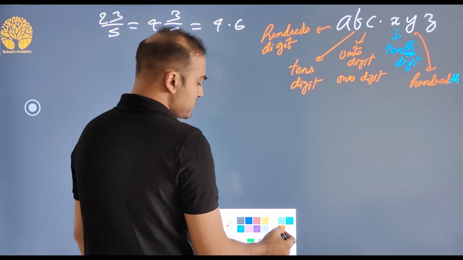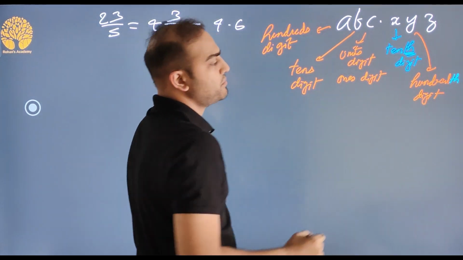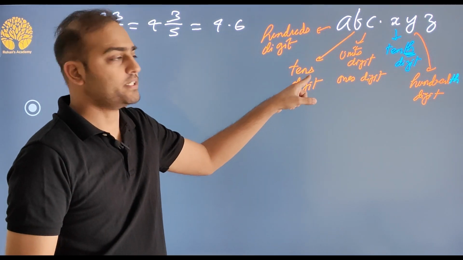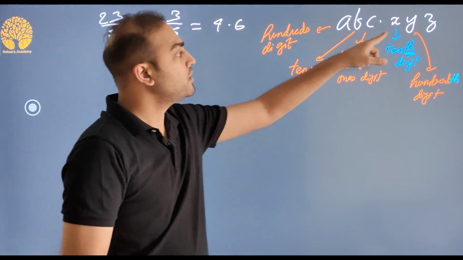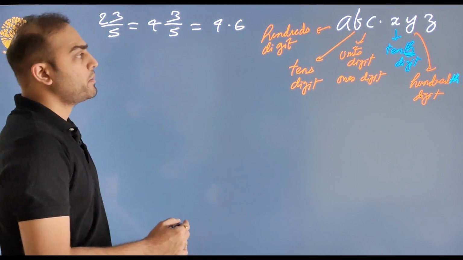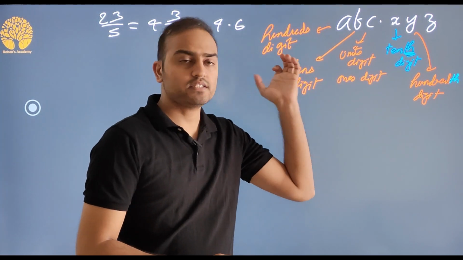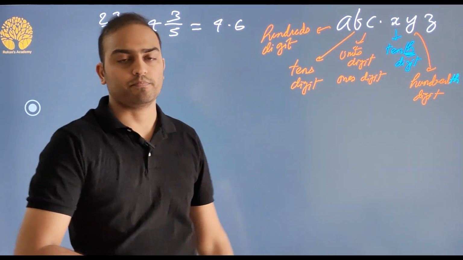The th is important. So this is your tenth digit, not tens digit; hundredth digit, not hundreds digit. This will become the thousandth digit. So remember, this is the nomenclature. Before the decimal you have units, tens, hundreds. After the decimal we have tenth, hundredth, thousandth, and so on.